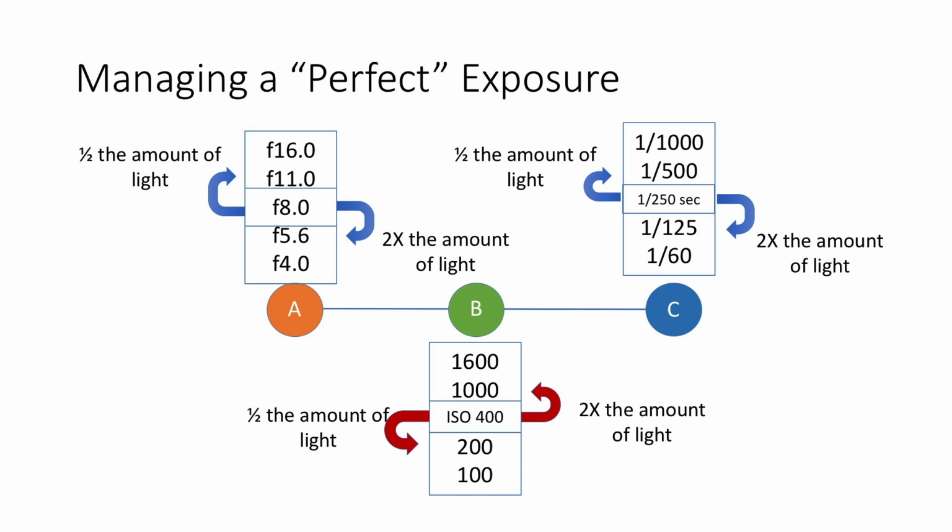Whereas shutter speed seems to be a bit more apparent, where I go from 1/250th of a second at f8, and if I go down to 1/125th of a second, that's now twice as much light, so I need to go to f11. If I go to 1/250th of a second and I change to 1/500th of a second, that's half the amount of light. So now I need to get that balanced off by bringing in more light into the camera, and I need to go to f5.6.